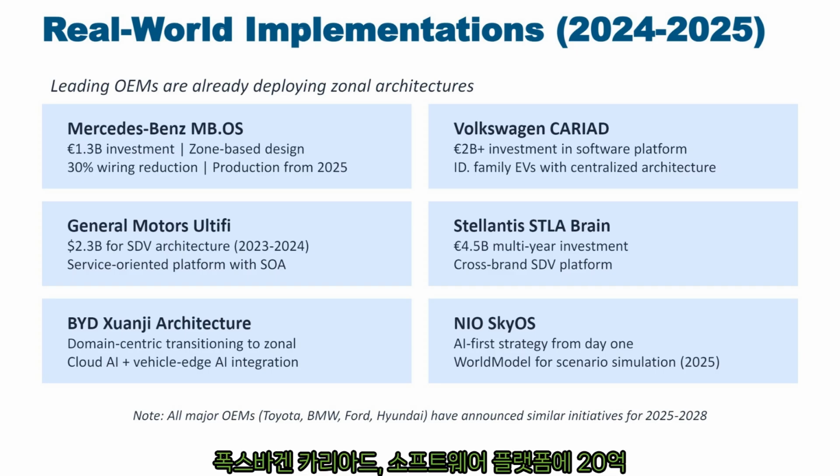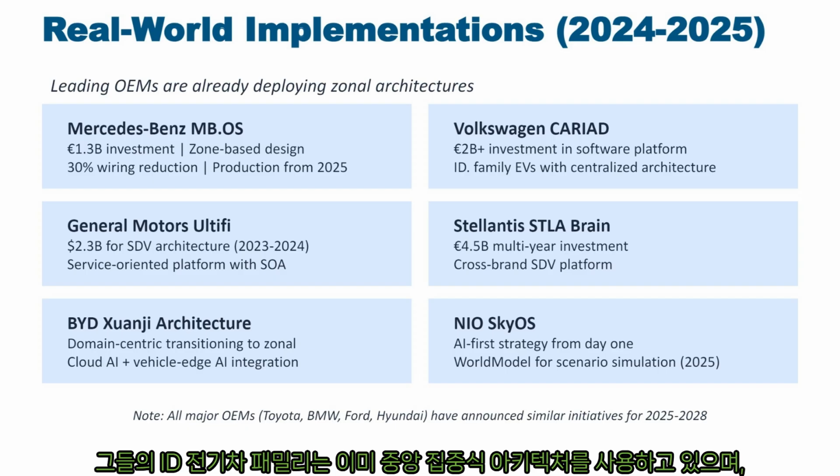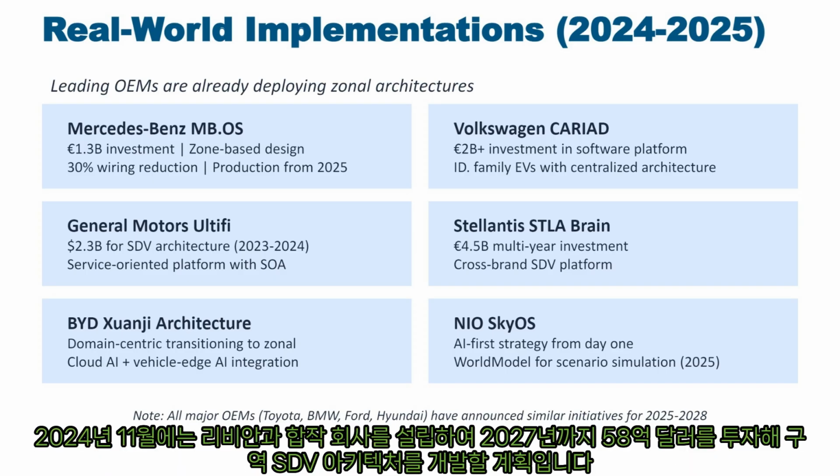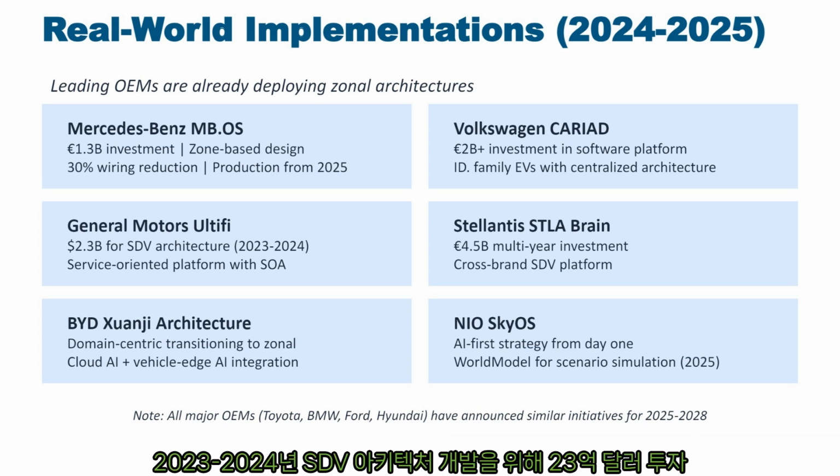Volkswagen CARIAD, over 2 billion euros in software platform investment. Their ID family of electric vehicles already uses a centralized architecture. And in November 2024, they formed a joint venture with Rivian, investing up to $5.8 billion by 2027 to develop zonal SDV architecture. General Motors Ultifi, $2.3 billion for SDV architecture development in 2023-2024. They're building a service-oriented platform with full SOA.